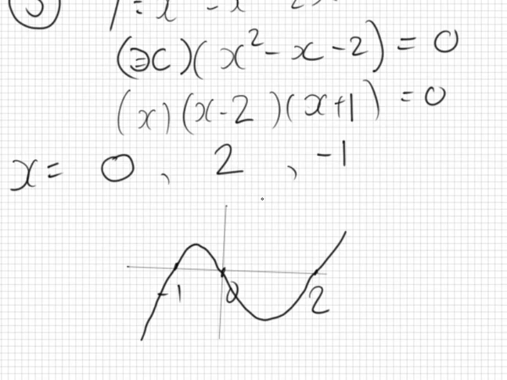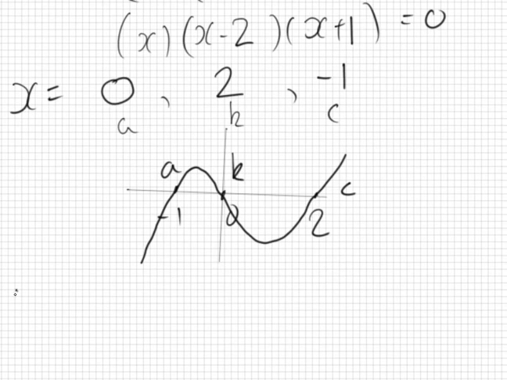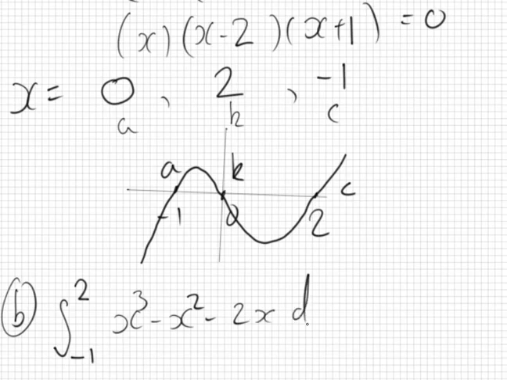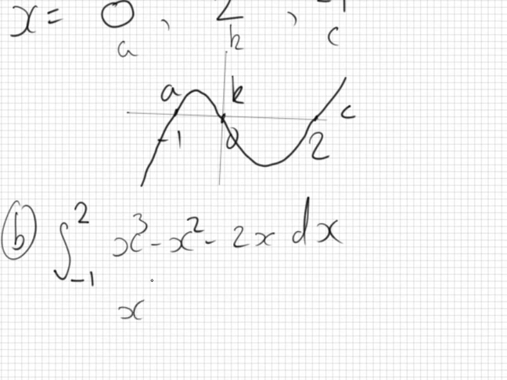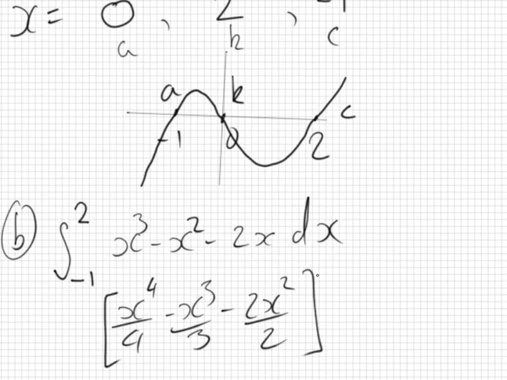And they give them names. They call them A, B, and C. Right, part B now is a bit of integration. So integrate from A to C, that's minus 1 to 2 of x cubed minus x squared minus 2x dx. That would be x to the 4 over 4 minus x cubed over 3 minus 2x squared over 2, evaluated from minus 1 to 2.